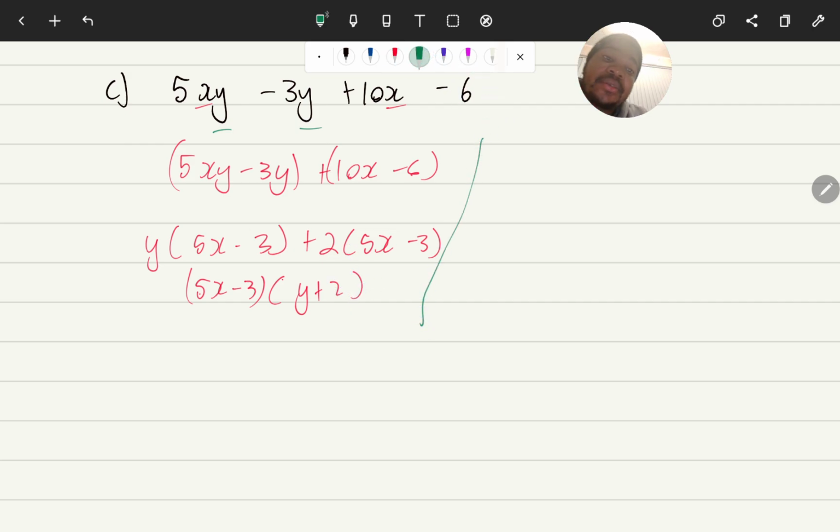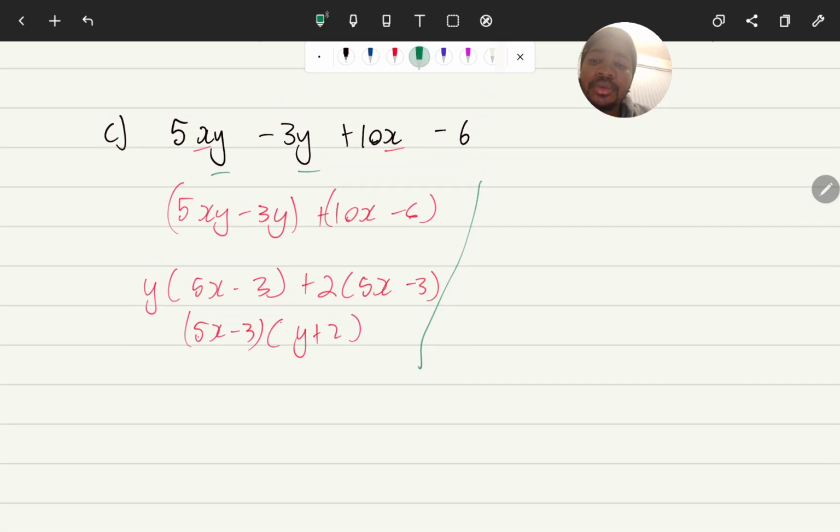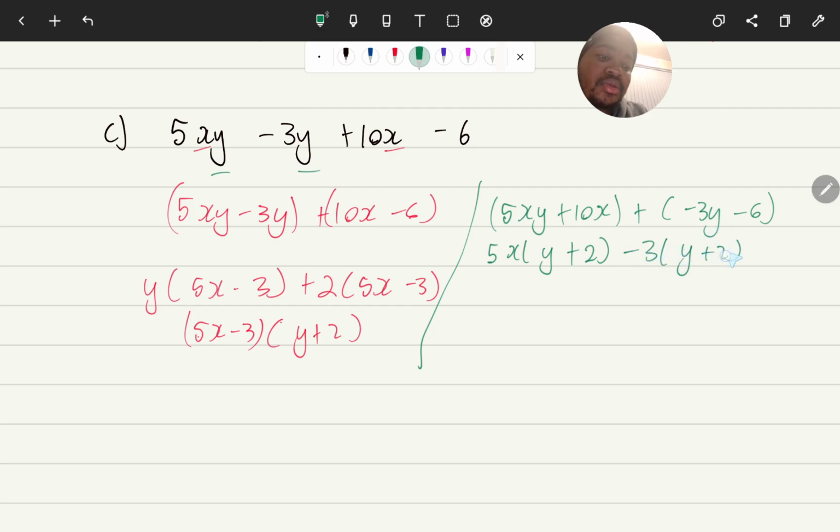Let's try a different way of grouping. Ne? So we grouped, of course, with the y's. Let's go with the x's now. So you have 5xy plus 10x. It's the first group, plus minus 3y minus 6. Common factor here is 5x. So you have y plus 2. Common factor here, minus 3. So you have y plus 2. Common factor, y plus 2.